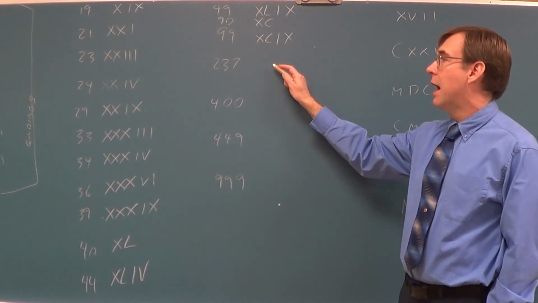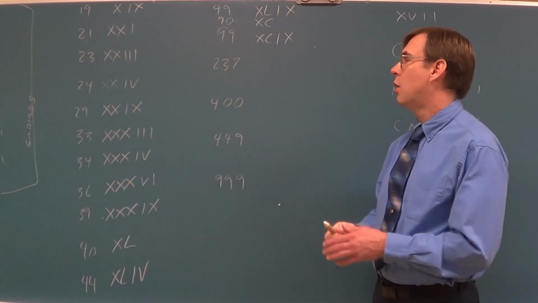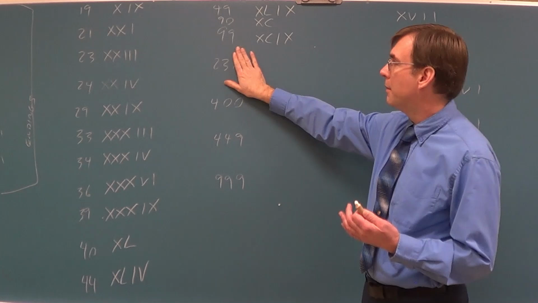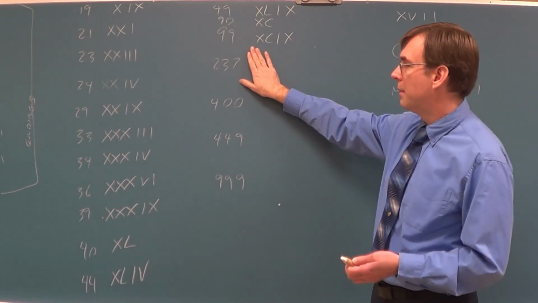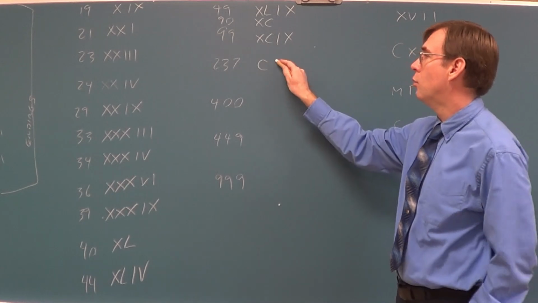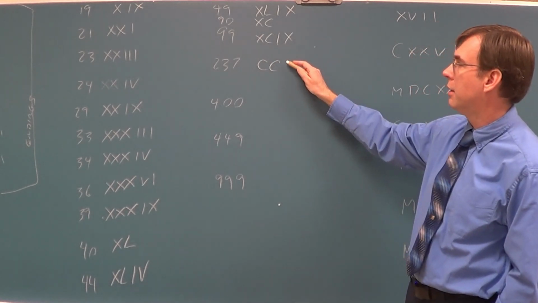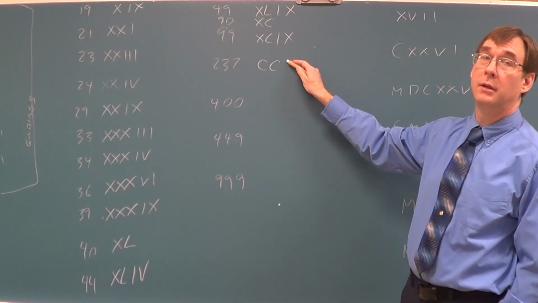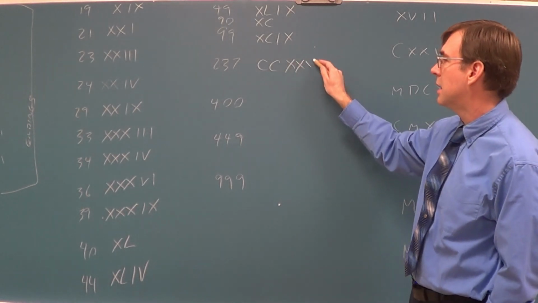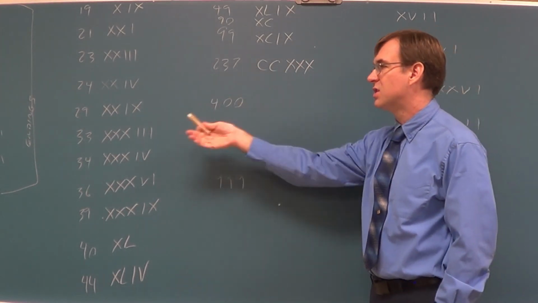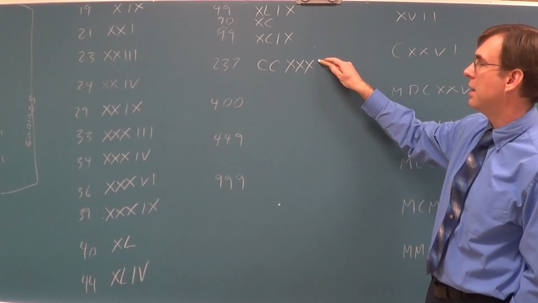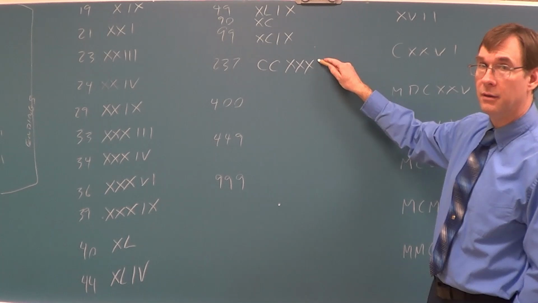237 isn't crazy crowded. Okay, what you have to do though is don't worry about 237. Worry about 200, then worry about 30, then worry about 7. So the 200 part of that is CC. 100 and 100 gets you to 200. To do the 30, XXX gets us up to 30. And then worry about the 7. We just look to the list of endings that we're going to use all the time. Anything that ends in 7, VII.